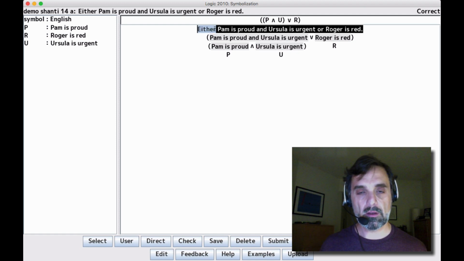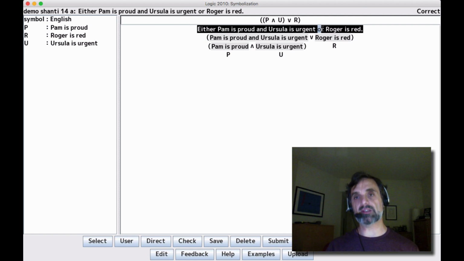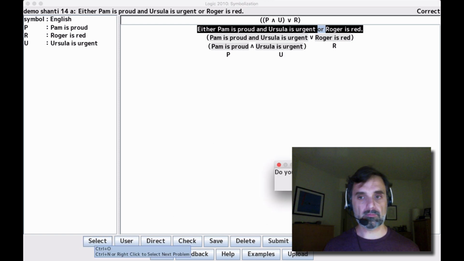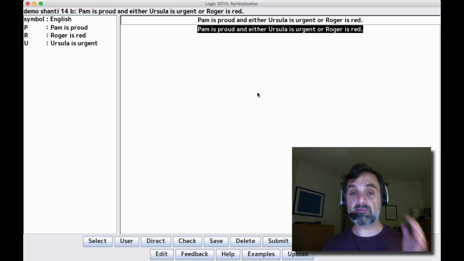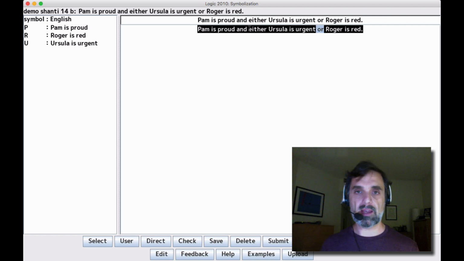with the either, and so the left part of the or is that whole thing, and that tells you, okay, that means this is an or sentence. Let's look at another one. So we have Pam is proud and either Ursula is urgent or Roger is red. So here we have the or, and here we have the and, but we've moved the either.